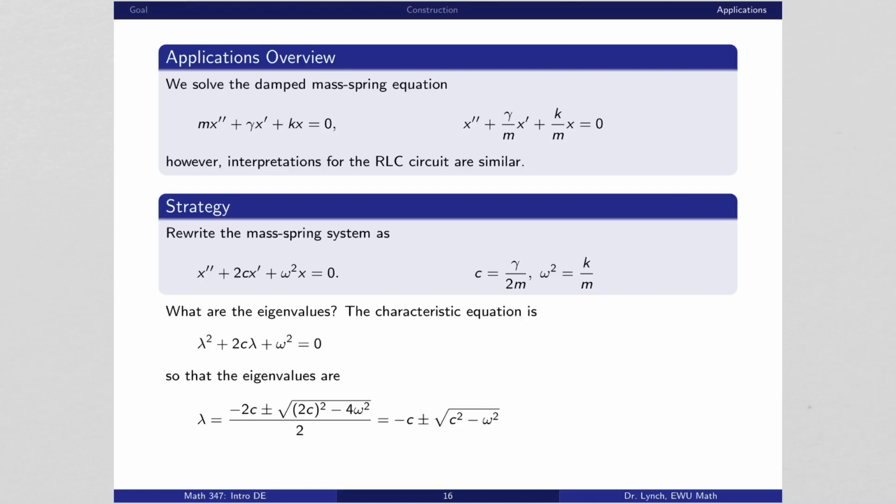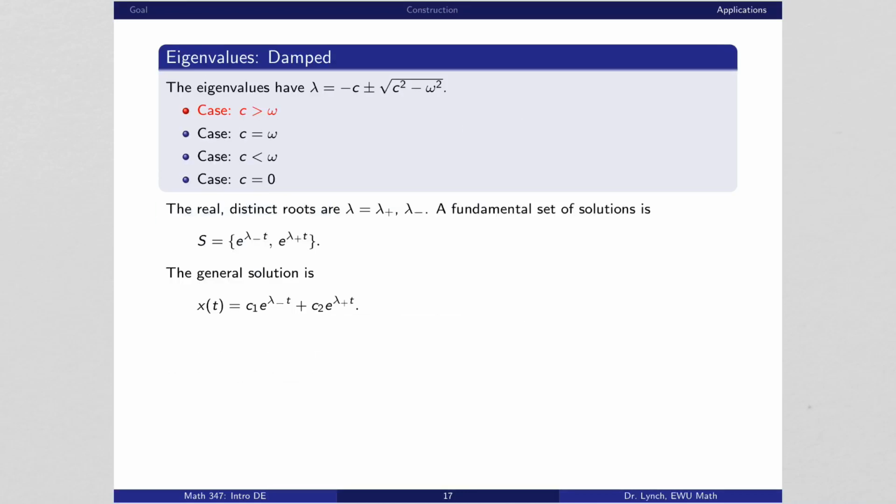Okay, so let's go ahead and have a look at the first case. The first case is the case when c is bigger than omega, so you can think of this as there being more damping in the system than spring constant in the system, and in this case we can identify that the roots are real and distinct.